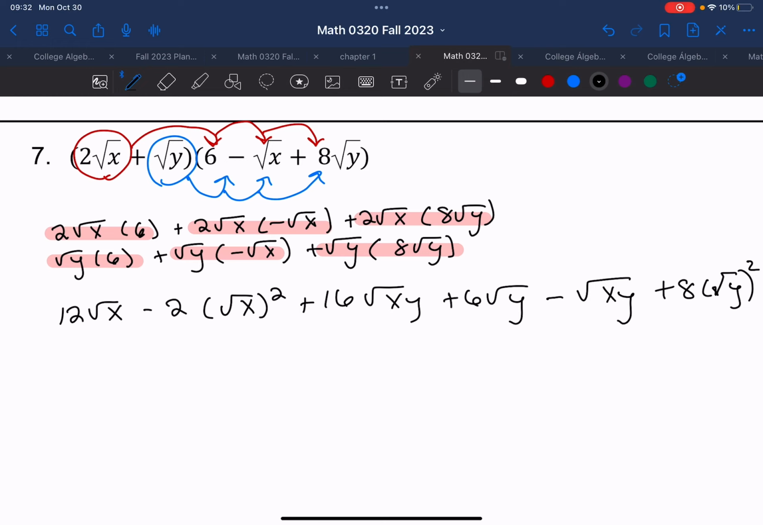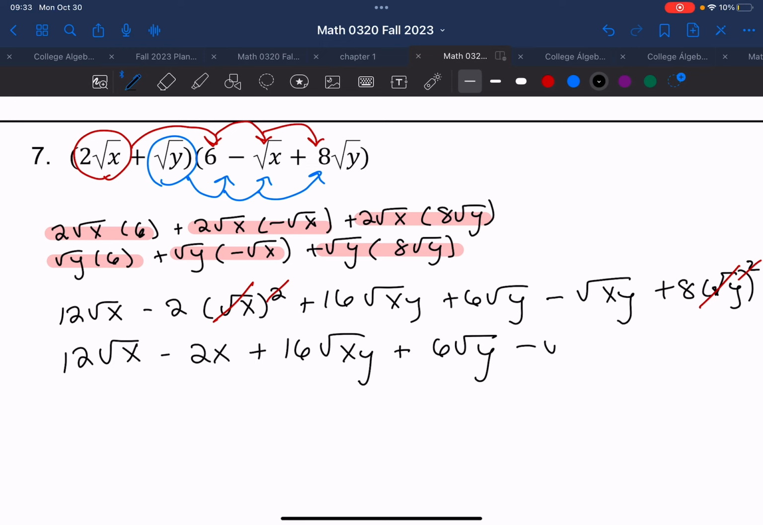Okay. So going through this whole thing, just looking right now, I'm going to have two things that cancel. And what are going to be those two things? Y squared, x squared. Good. This x squared and then this y squared. So I have 12 square roots of x minus 2x plus 16 square roots of xy plus 6 square roots of y minus square root of xy plus 8y.